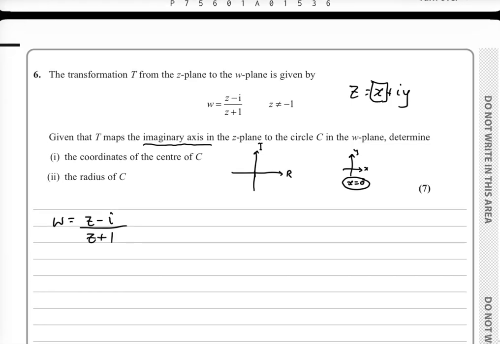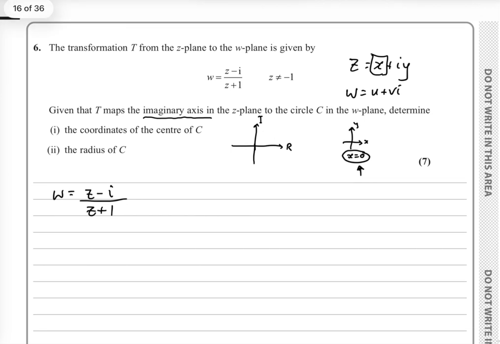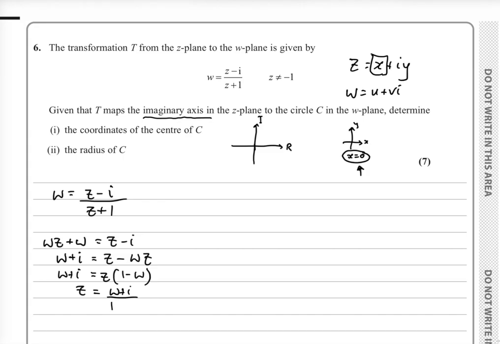For that to be useful, we are going to need to do what I started doing here. We want to find z in terms of w, and then we'll substitute in w equals u plus vi, so that we can separate the real and imaginary parts, and then we'll go ahead and set that real part equal to 0. And hopefully that will give us a circle equation. So back over here, we've got wz plus w equals z minus i. Try and avoid too many negatives, so we'll move the i over here and have the minus wz here. So that's 1 minus w. So z is equal to w plus i over 1 minus w.